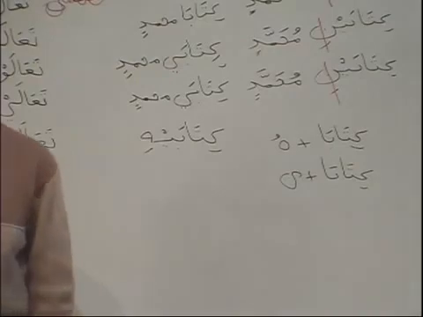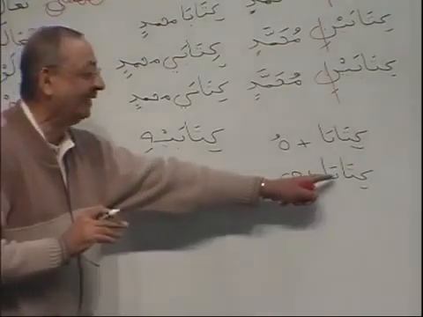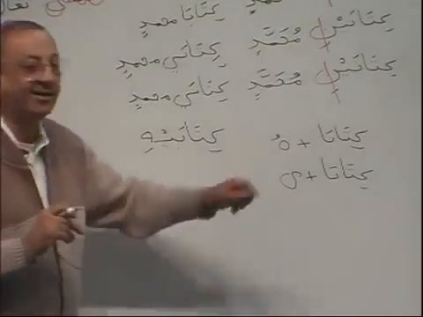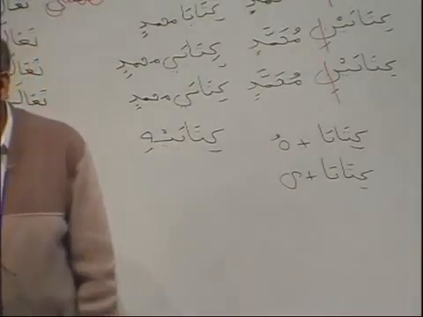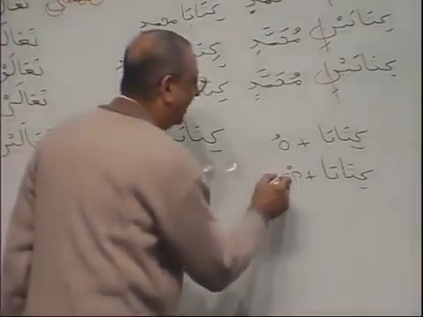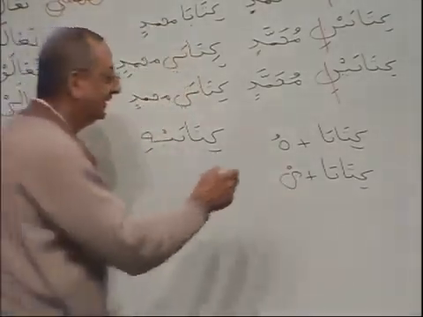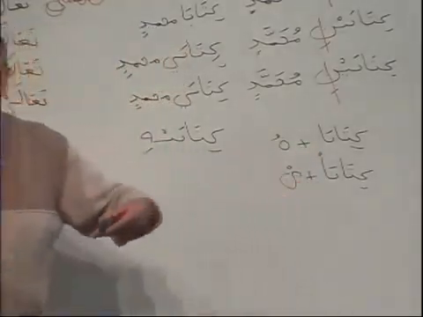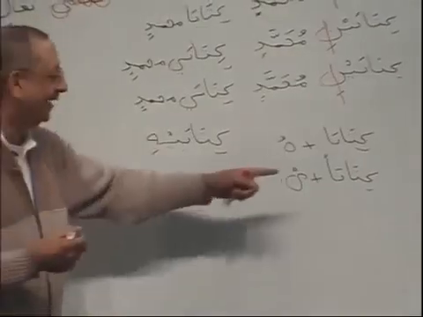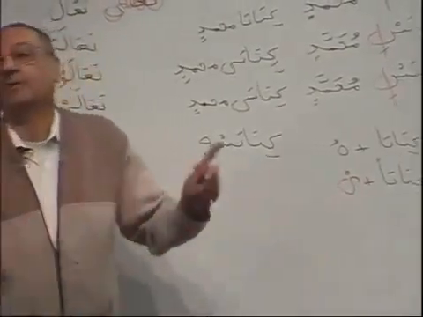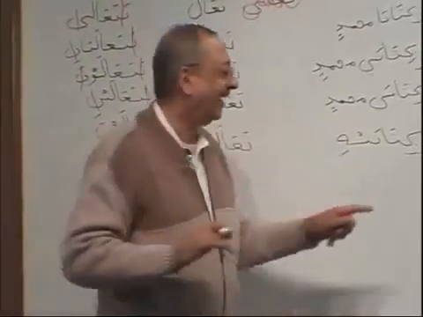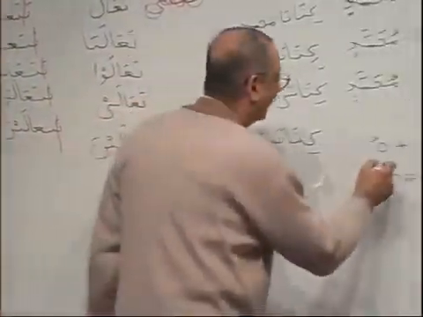Hold your horses. See, the fata is on ba. What is on alif? Sukun. So there is a sukun here. When this situation comes, brothers and sisters, we cannot drop anything. We do a little surgery, and what happens here? We give it a fata.